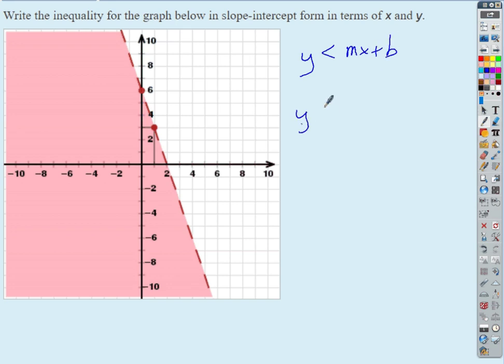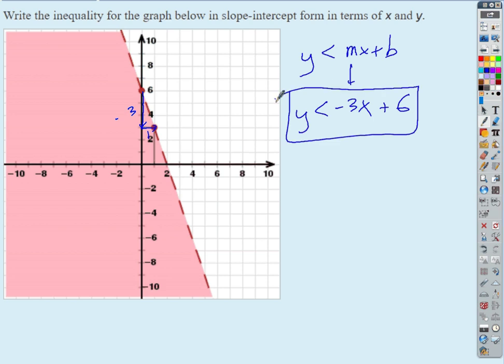mx plus b, and what's m from the slope triangle? I rise by -3 and I run by +1. So -3/1 is -3 times x. And then what's my y-intercept? There it is.